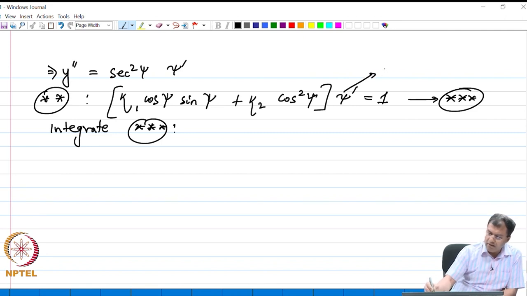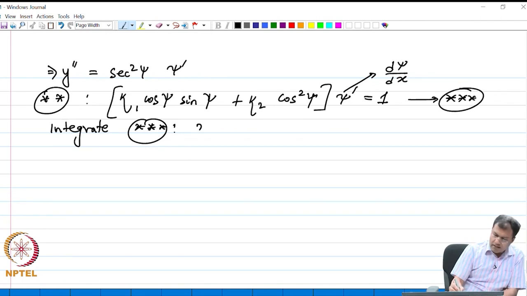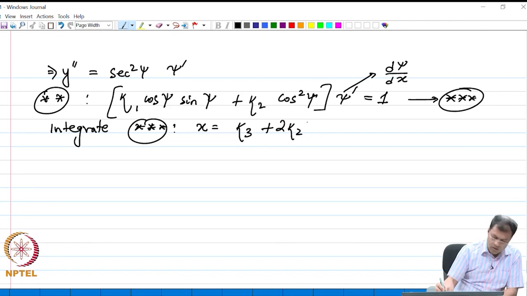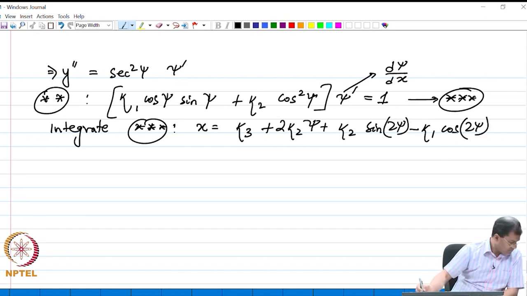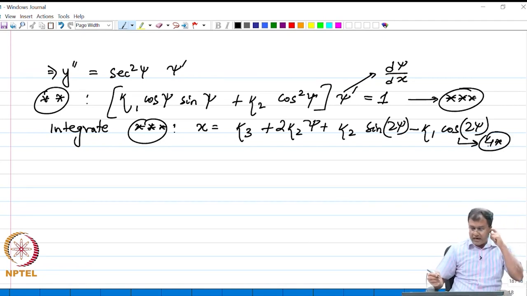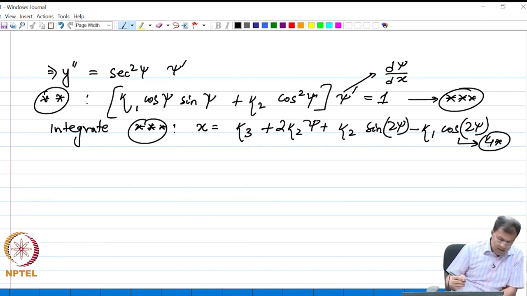Notice that this prime is derivative of psi with respect to x. So, I can integrate and find the x coordinate by integrating triple star. So, we see that x comes out to be the following expression: kappa 3 plus 2 kappa 2 psi plus kappa 2 sin of 2 psi minus kappa 1 cos of 2 psi. Let me call this as 4 star, right. So, I integrate and we see that this is my 4 star. Okay. So, I have found my expression for x.